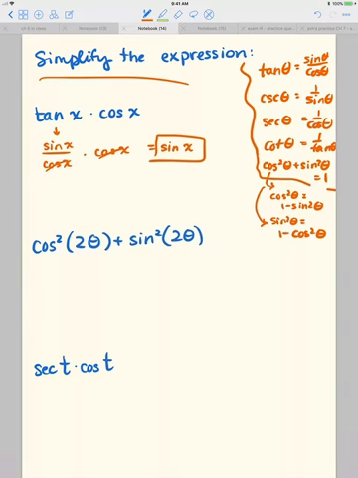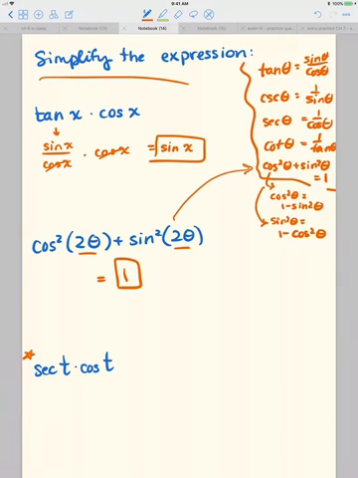For the next one, you have cosine squared of 2 theta plus sine squared of 2 theta. Because 2 theta is the same angle, and you're doing cosine squared of the angle plus sine squared of the angle, we'll use the identity that if you add the squares of the sine and the cosine together, that's exactly 1. So that's the answer for that one, it's just 1.